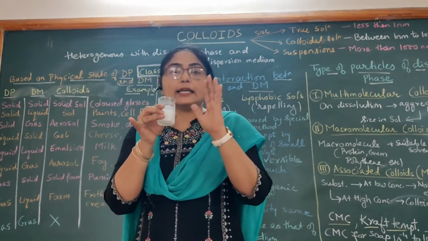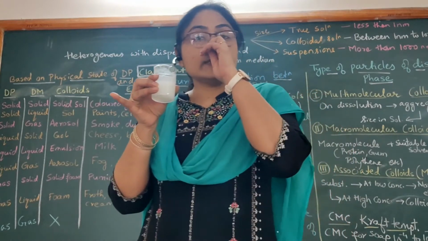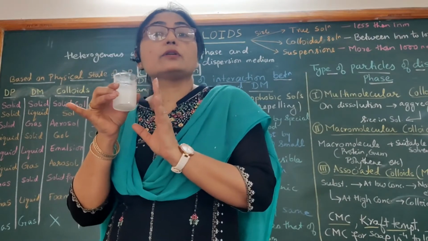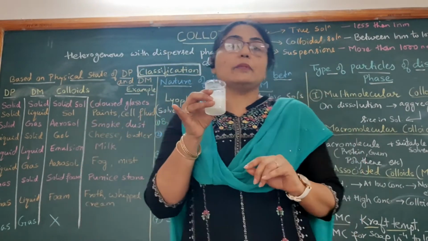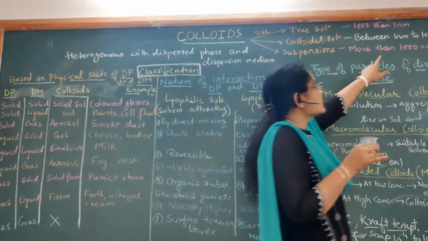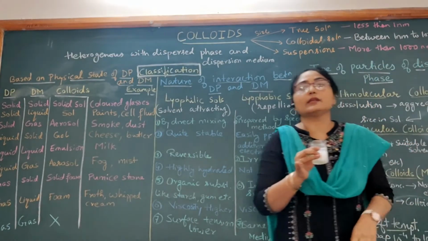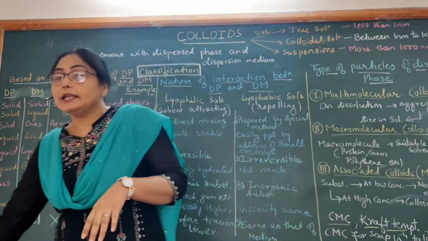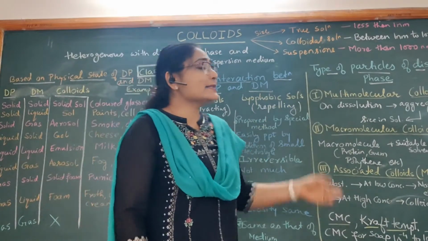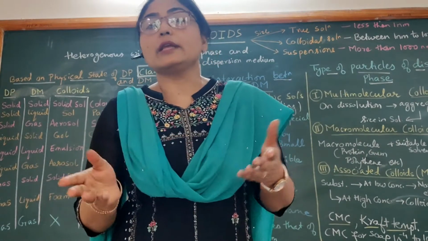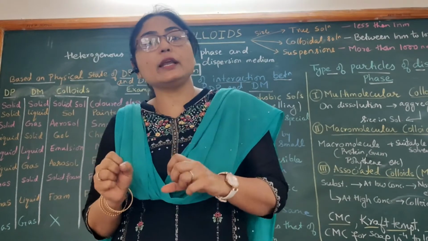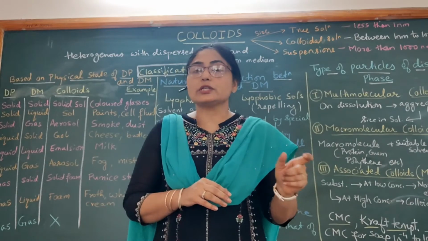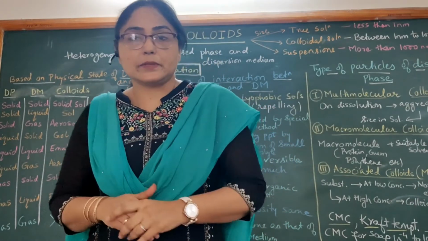So this is our colloidal solution, and we are going to talk about these colloids. This differentiation is basically on the basis of the size of the particle. Colloidal particles have a size between 1 nanometer and 1000 nanometers. True solutions have a size less than 1 nanometer. In suspension, the size is more than 1000 nanometers. So initially, we have divided solutions into three types: true solution, colloidal solution, and suspension.